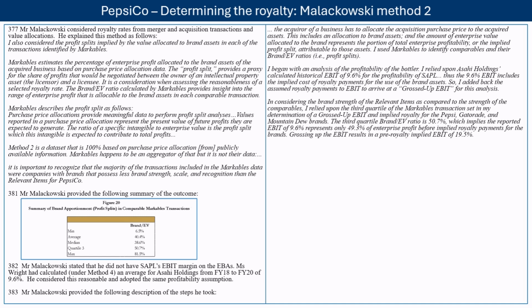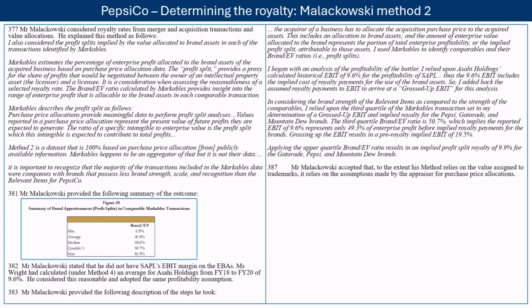So if you take the 9.6% and I don't know what other number you then use, you end up with a pre-royalty EBIT of 19.5%. So you must be adding another 10 or 9.9%. Am I right? Or 10.9%, 9.9% to get to the EBIT of 19.5%. Applying the upper quartile brand EV ratio resulted in a profit split of 9.9%. That is what Malachowski says.